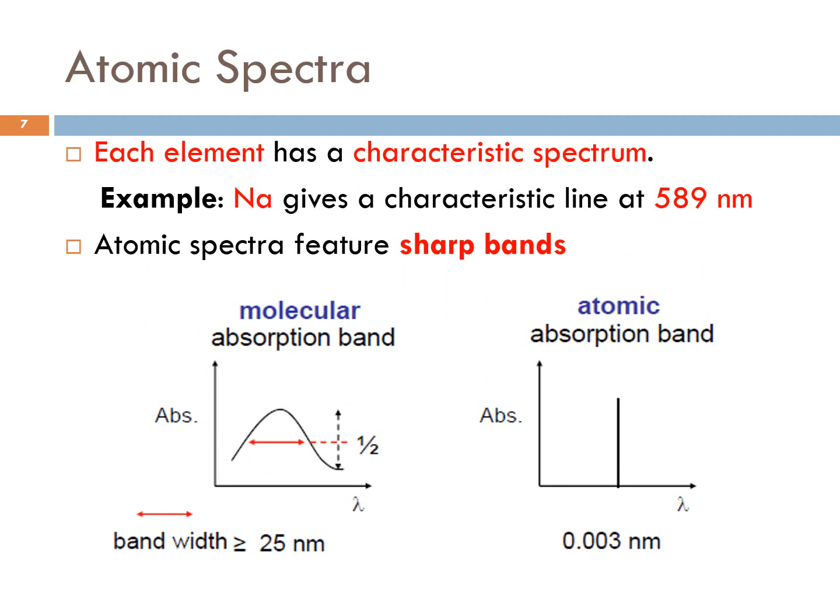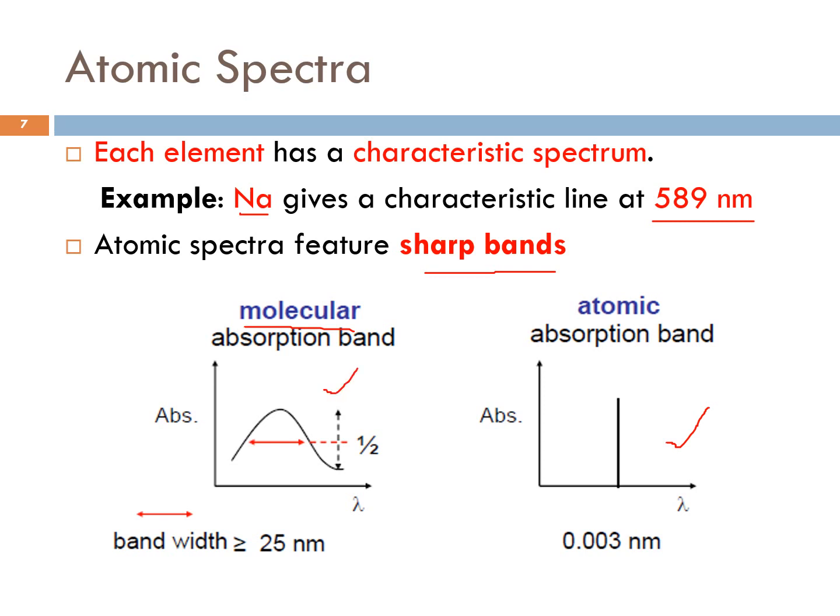For atomic spectra, each element has a characteristic spectrum. For example, sodium gives a characteristic line at 589 nanometers. Atomic spectra feature sharp bands, like this. But for molecular spectra, the band is broader, like this.